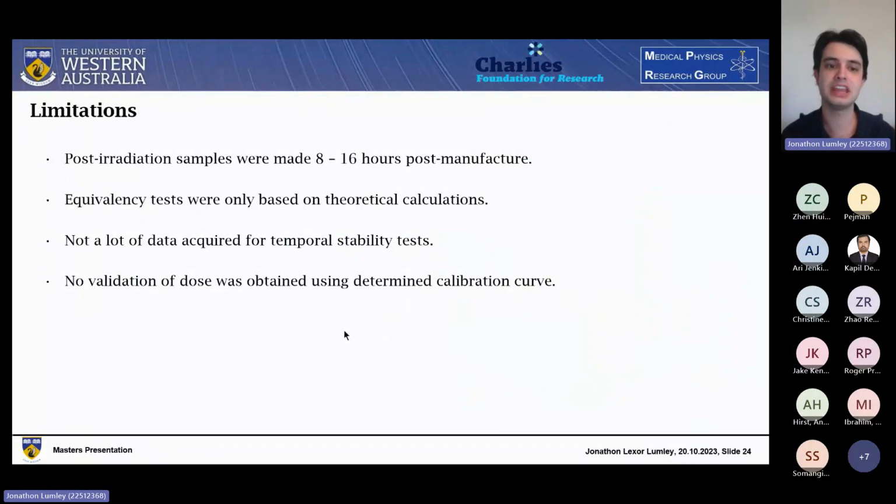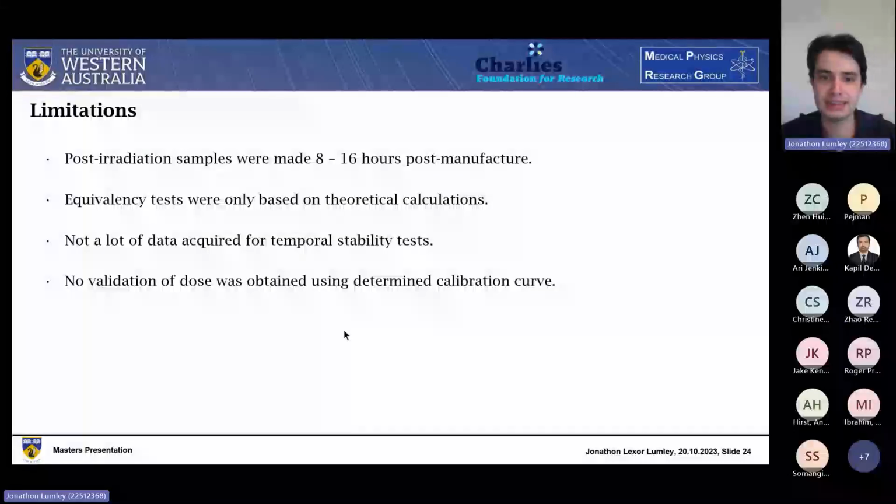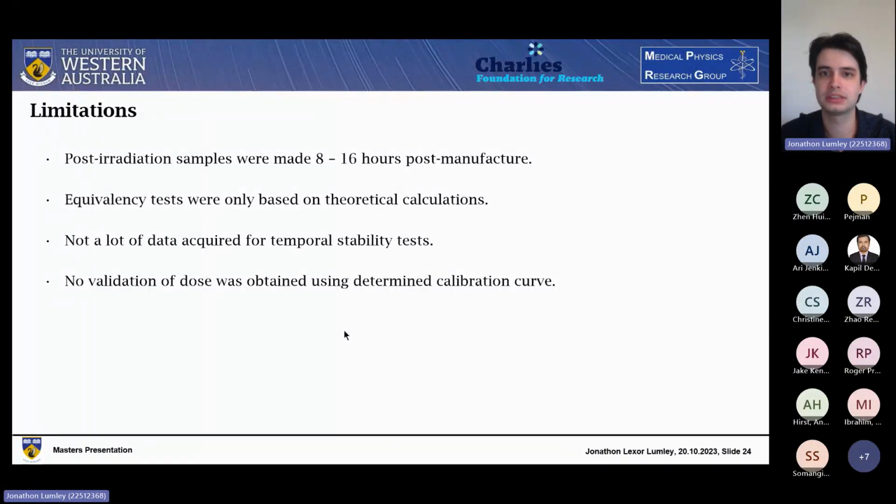In terms of the limitations of my experiment, the post-irradiation tests were not all made at the same time and did not all have the same post-manufacture irradiation values. They were made within 8 to 16 hours post-irradiation, because we could only CT image our gels at one time due to limited availability. In terms of equivalency testing, all tests were only based on theoretical calculations, and we didn't actually do any tests to compare it to simulated brain tissue and the like.